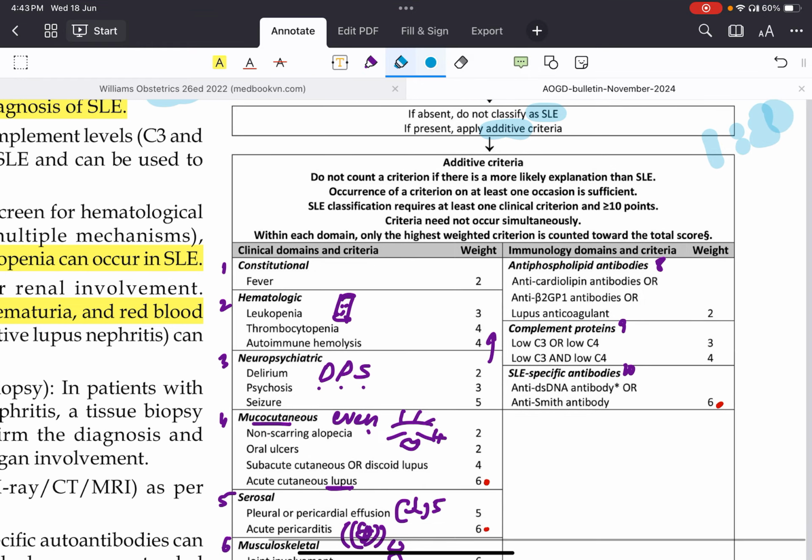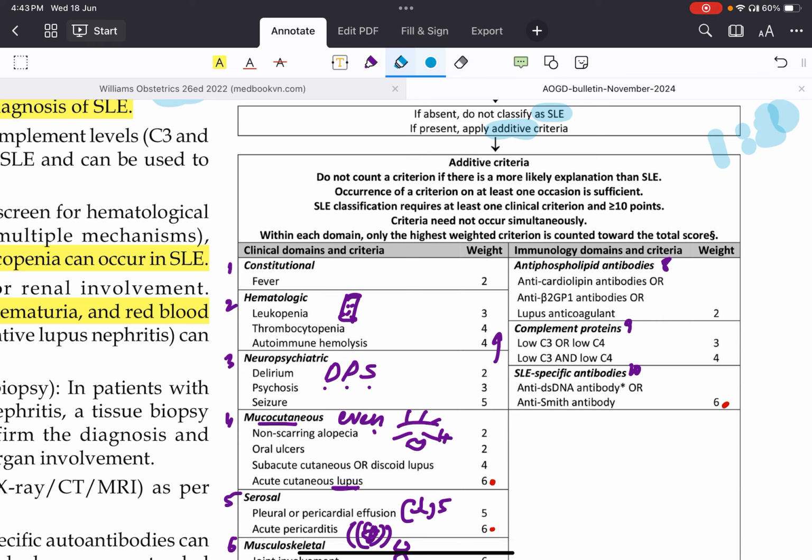There are 10 additional criteria. Among these, at least one clinical criterion should be present, and all the points added together should reach 10. The criteria need not occur simultaneously. For example, if she has delirium once and pleural effusion after 3 months, it's okay. No need to occur simultaneously.